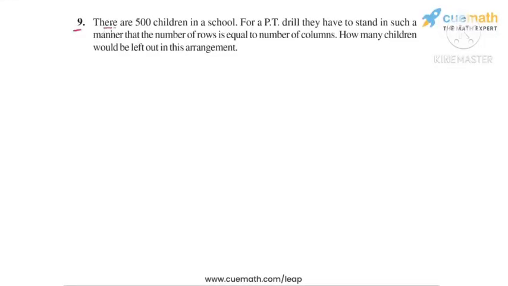Problem statement says there are 500 children in a school. For a PT drill, they have to stand in such a manner that the number of rows is equal to the number of columns. How many children would be left out in this arrangement? So let me explain this question a little bit more. Basically what this question says is that there are a total of 500 children in the school, and for a drill, the children are made to stand in a square formation because the number of rows is equal to the number of columns.